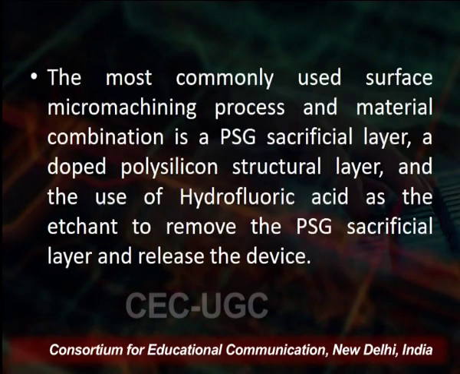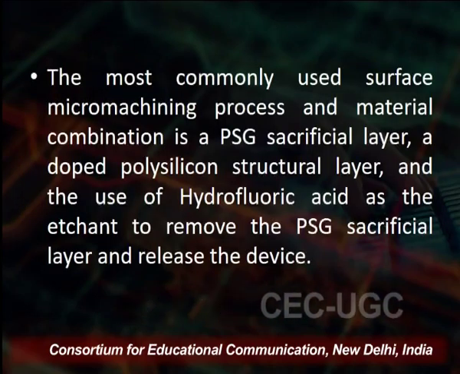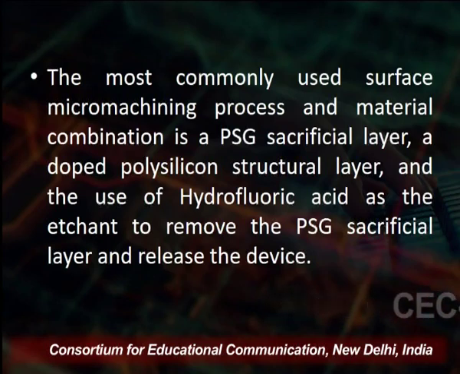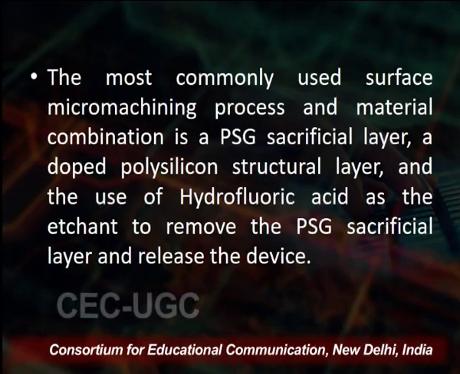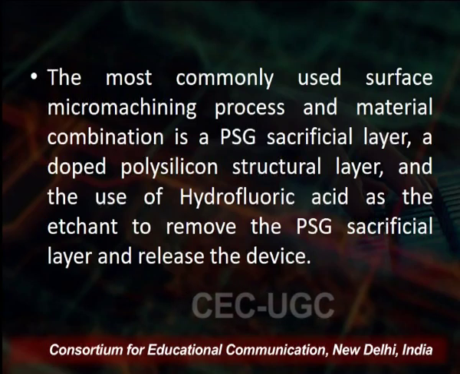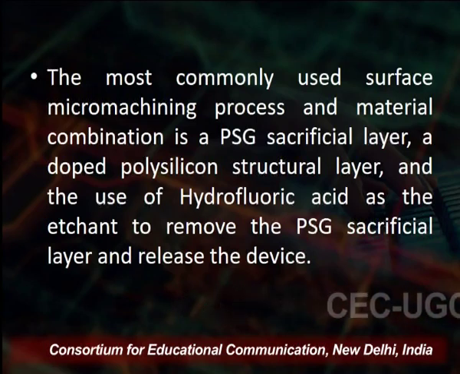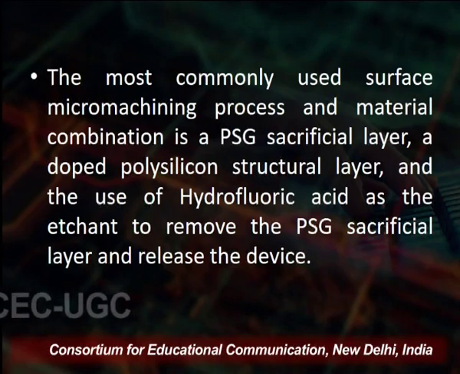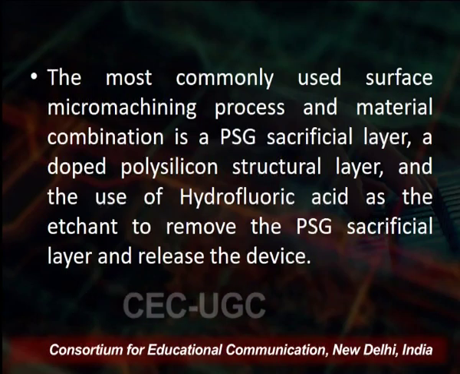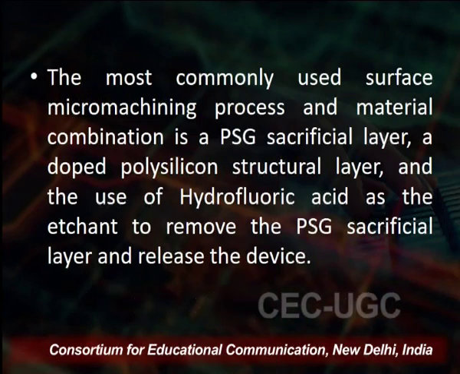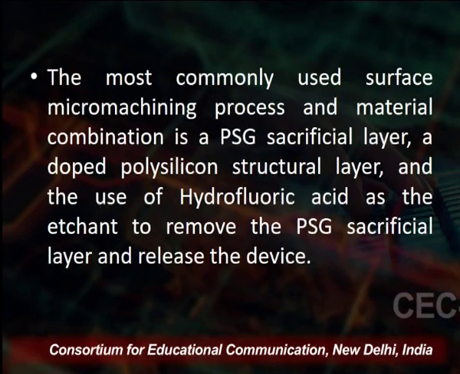The most commonly used surface micromachining process and material combination is the PSG sacrificial layer and doped polysilicon structure layer, and we use hydrofluoric acid as an etchant to remove the oxide layer, that is the sacrificial layer, and release the device, and lastly it just leaves the poly layer on the surface of the wafer.